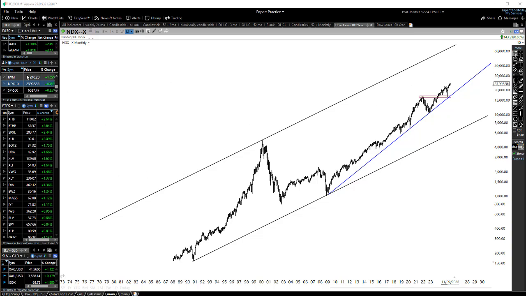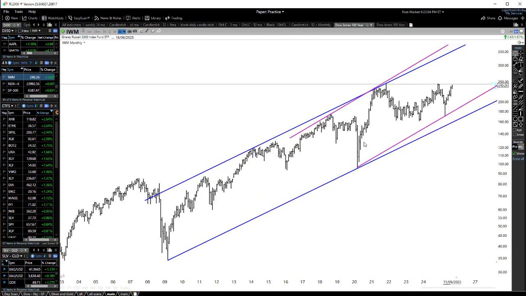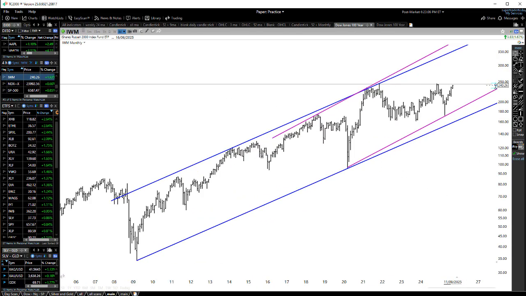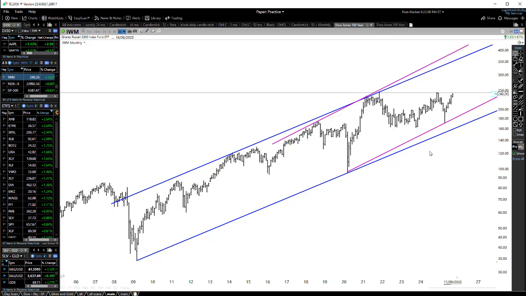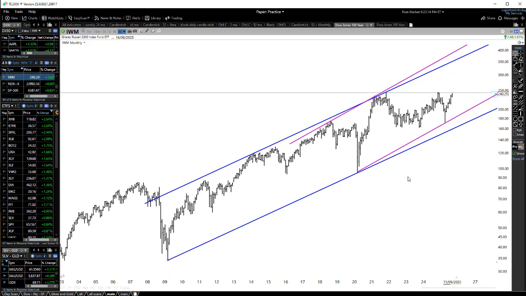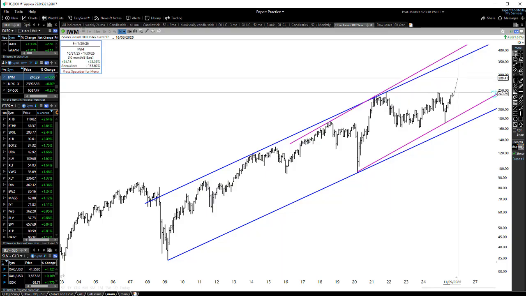So this is it here. Looking at the Russell, look at the Russell. The Russell is actually about to break up through here. So the Russell could be getting ready for a really, really big move soon. We've been going up for quite some time, so it's not going to go straight up. But on the big long-term monthly charts, we've been squeezing up through here.